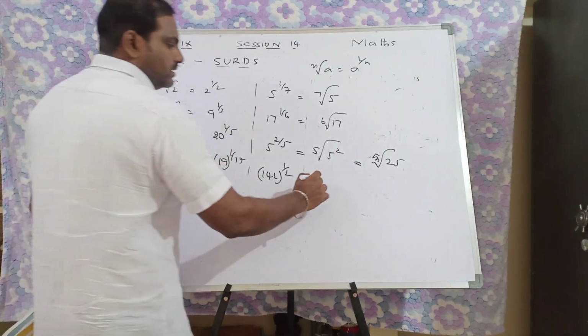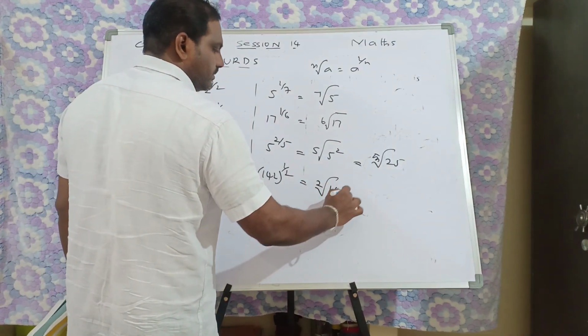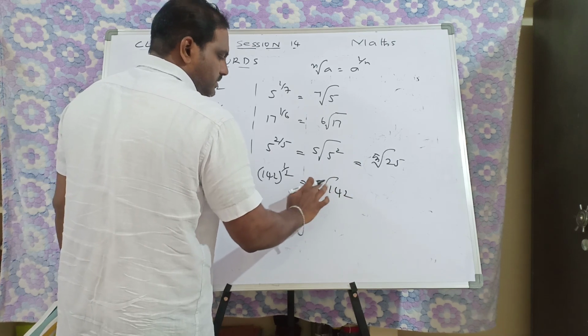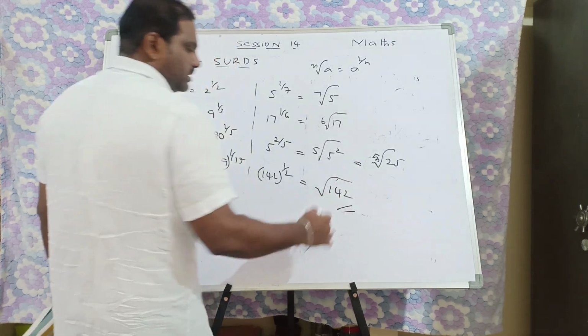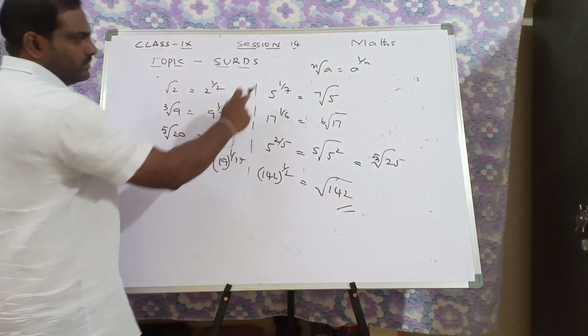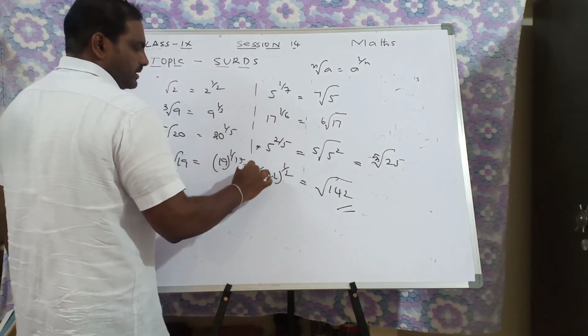How will you write? Don't write 2 root 142. Already it's a square root, which means we have to write only root 142. Don't write 2 root 142. These two are very good examples.